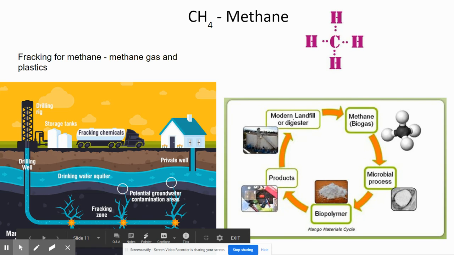But it is gas, so it can get out. But it has been causing earthquakes and there's all these issues with it. But basically, this is methane, and then they actually make a lot of plastic out of it, and then they break it down through this microbial process. They form these little pellets, and then they make single-use plastic, which is what we're going to kill ourselves with.